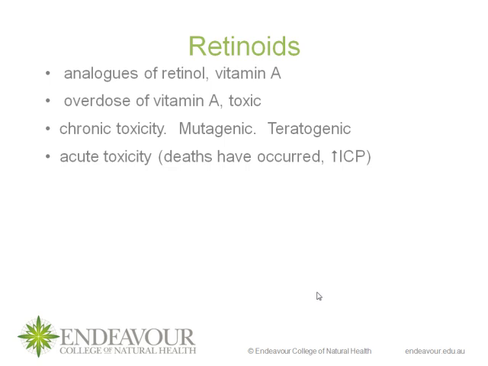It's important to note that vitamin A can be toxic. In overdose, acute toxicity, it can cause peeling of the skin. However, there have been deaths from acute toxicity of vitamin A due to raised intracranial pressure. There is also chronic toxicity with vitamin A, irritability and nervousness, and as well as that, vitamin A in high doses could be mutagenic and could be teratogenic.